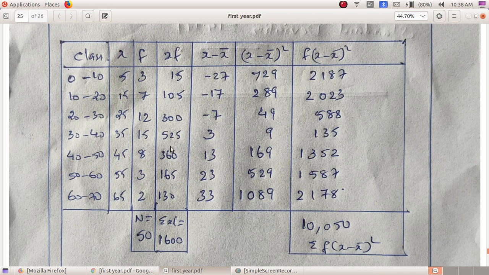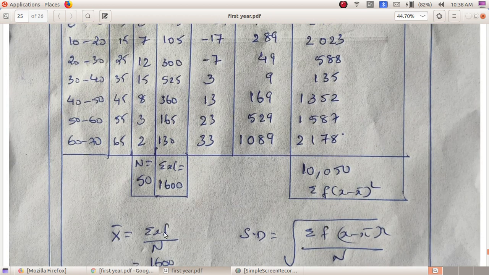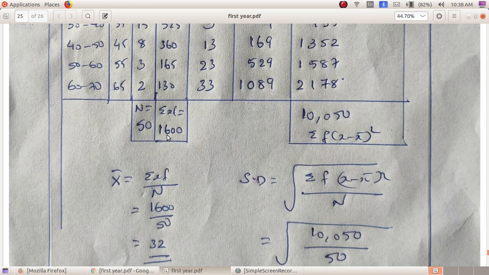And what's x bar? For finding x bar, you add these xf's, sigma xf. When you add all of these, the answer will be 1600. And when we add the f values, you will get 50, which is called capital N. So x bar is equal to sigma xf by n, 1600 by 50, answer is 32, which is x bar, the arithmetic mean. So the first part is obtained: arithmetic mean is 32.